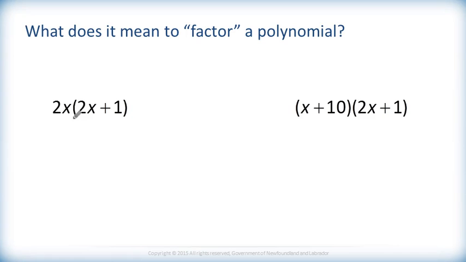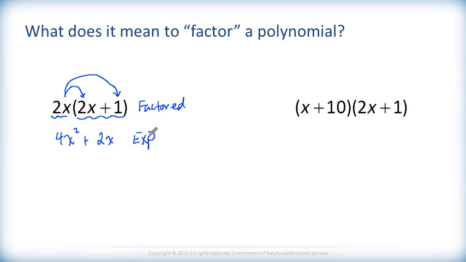Let's use these two examples. In this first case, if I distribute the 2x times both terms, I will get 2x times 2x is 4x squared plus 2x times 1 is 2x. So the original portions here, the 2x and the 2x plus 1, those are the factors. So this is the factored form, and this is the expanded form.